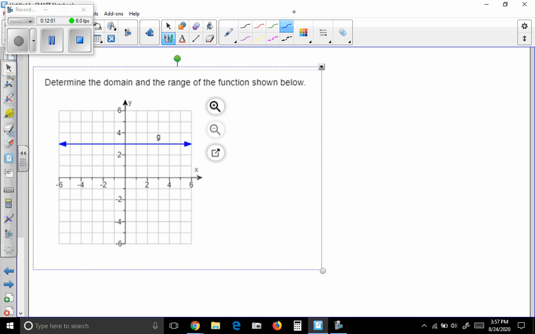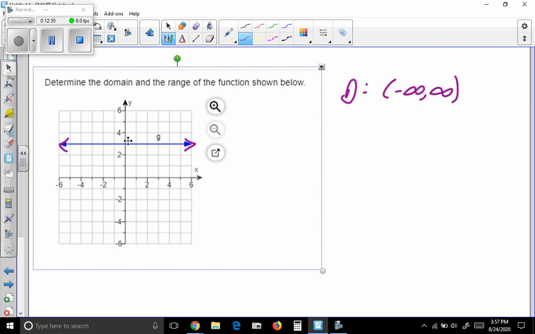And then the last question that I'm going to go over is this one. It asks us to look at a graph and determine the domain and range. So remember that the domain is the x direction. So the x direction is left and right. So we go forever to the left and we go forever to the right. That's what the arrows mean. And we touch every single x value in between here. So everything from negative infinity to positive infinity.